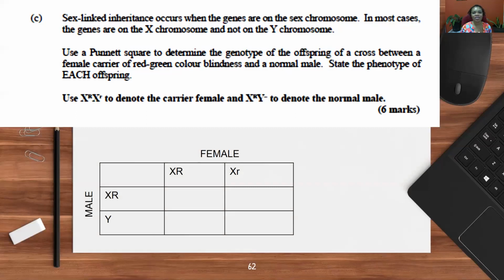Sex-linked inheritance occurs when the genes are on the sex chromosome. In most cases, the genes are on the X chromosome and not on the Y chromosome. Use these units to determine the genotype of the offspring of a cross between a female carrier of red-green color blindness and a normal male. State the phenotype of each offspring.